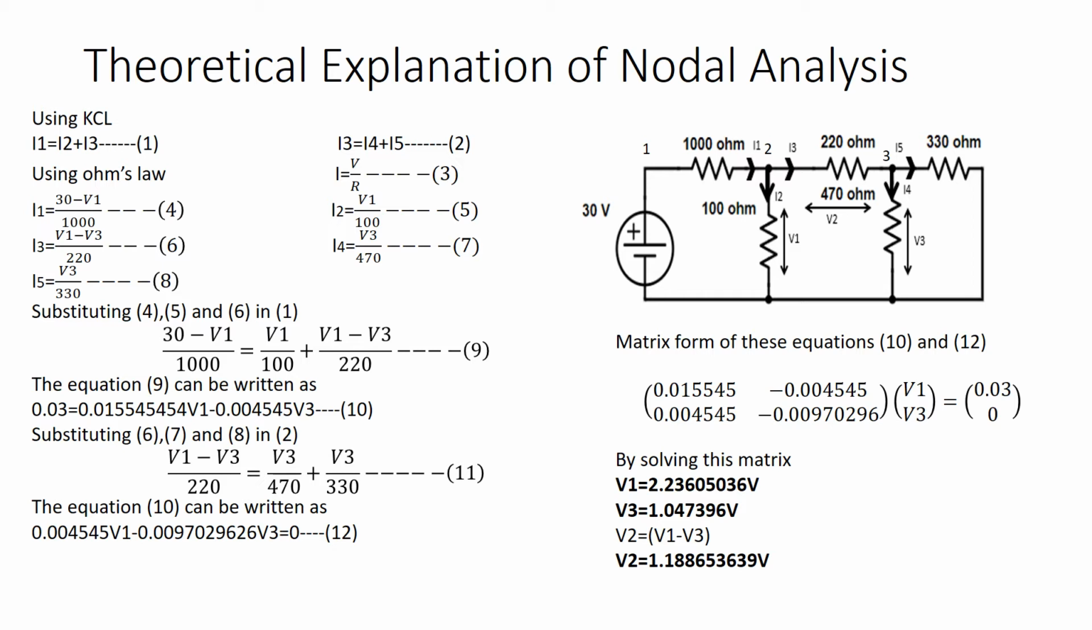That will be equal to the voltage divided by the resistors, from the equations we get. By solving this matrix, we will get the values of V1 and V3. V2 we can easily calculate as V1 minus V3. I hope everyone knows how to solve the matrix using the calculator. Just go to the equation mode, substitute the coefficient values, and at the end you will get the values of V1 and V3.